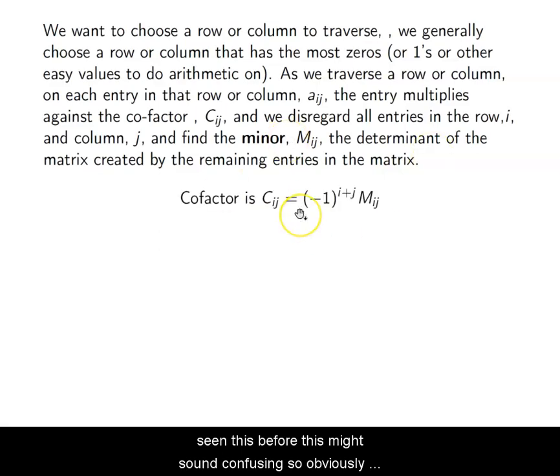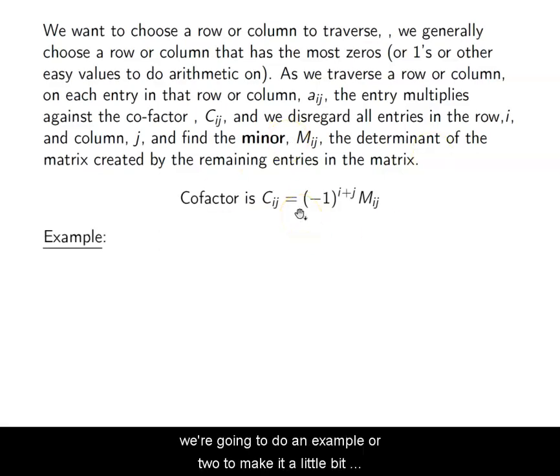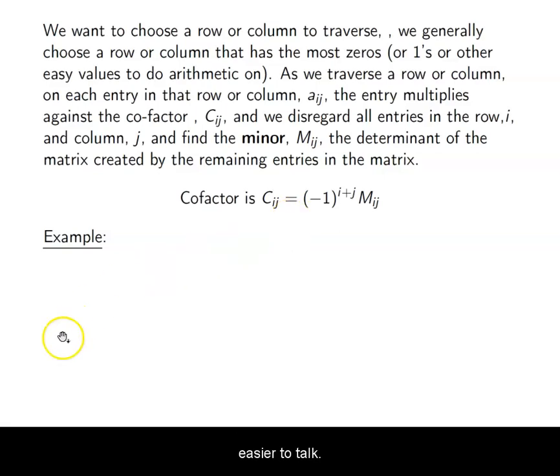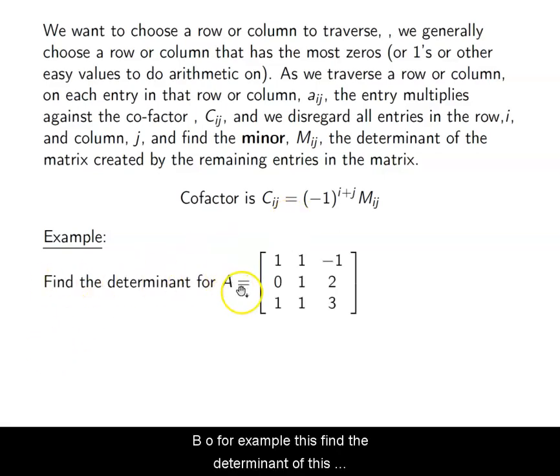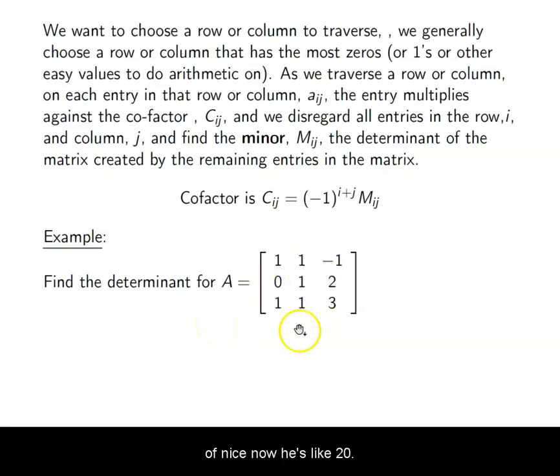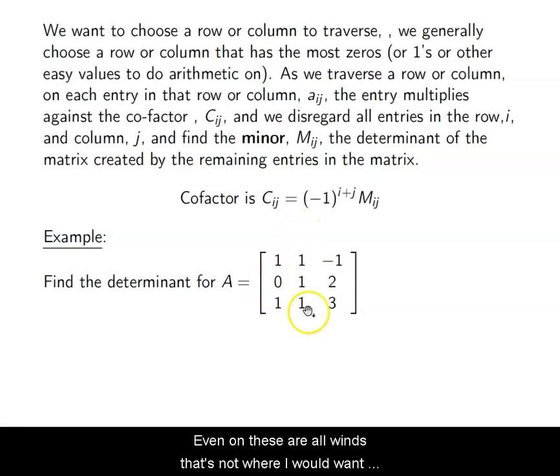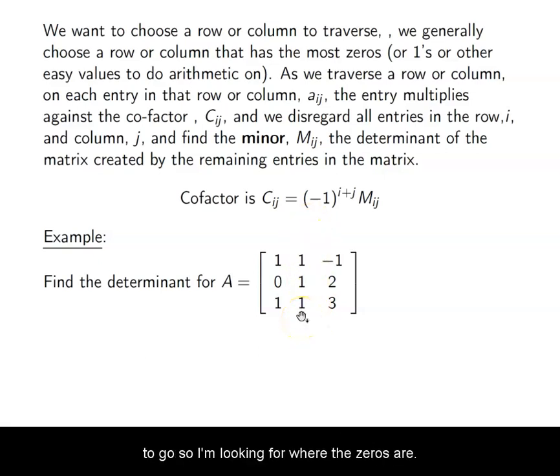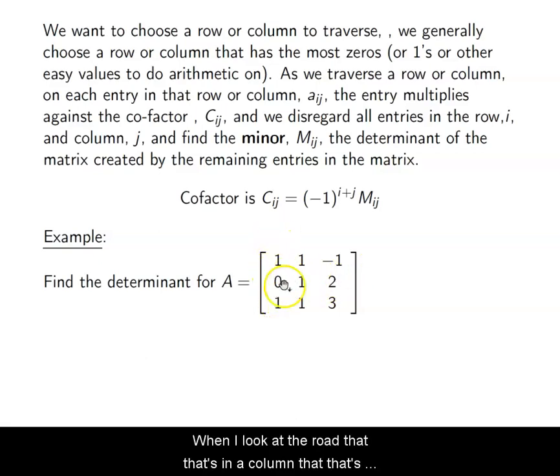This might sound confusing, so obviously we're going to do an example or two to make it a little bit easier to comprehend. Okay, so for example, let's find the determinant of this 3 by 3 matrix. Now, just looking at this, there's lots of nice values, a lot of ones here. Even though these are all ones, that's not where I would want to go. So I'm looking for where the zeros are. Okay, so I have a 0 here. When I look at the row that that's in and the column that that's in, those are my options to go across or go down when I try to find this determinant.